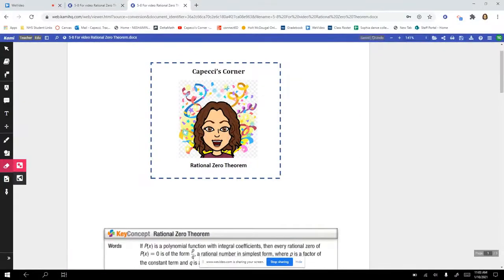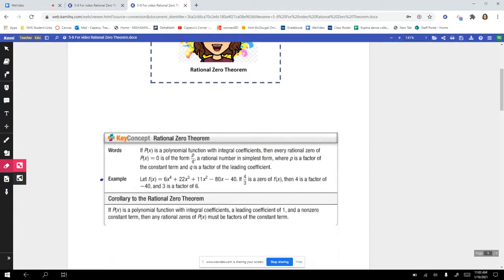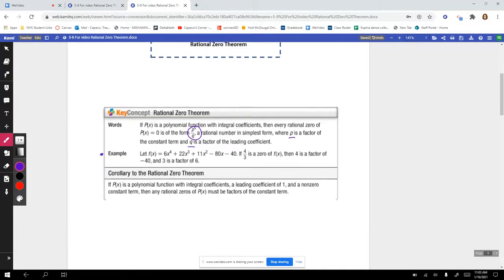Today on Capeggi's Corner, we're going to look at the rational zero theorem. What that states is if I have a polynomial function, then every rational zero comes in the form of P over Q. P is a factor of the constant term, and Q, our denominator, is a factor of the leading coefficient.